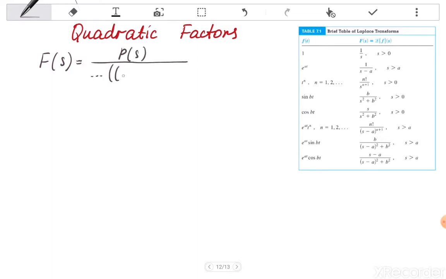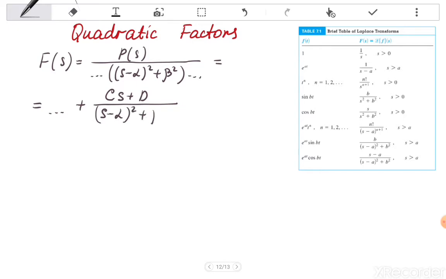you may have, say, (s minus alpha) squared plus beta squared, something like this. In this case, the fraction corresponding to this factor is the following. Let's say (cs plus d) over (s minus alpha) squared plus beta squared, plus maybe some fractions for other factors. And you can see that if we write this in this form, we will use this formula and this formula to calculate the inverse Laplace transform.